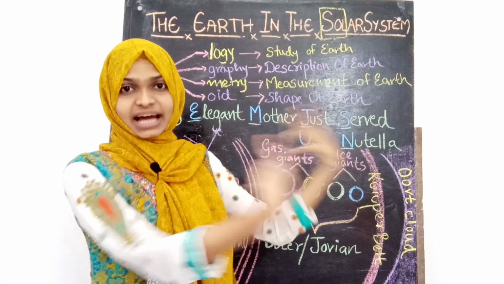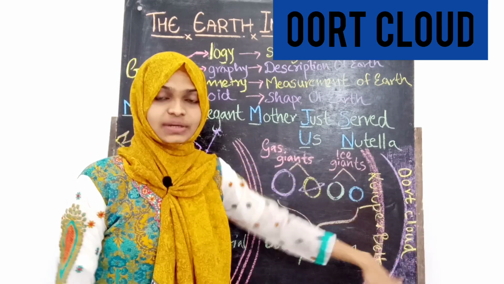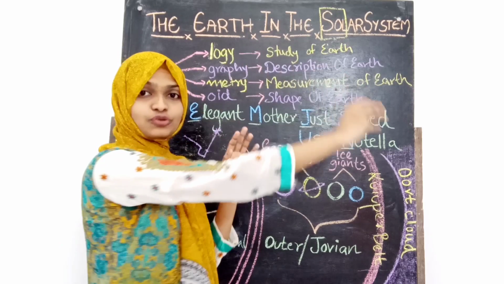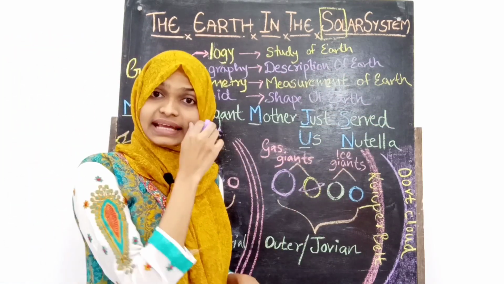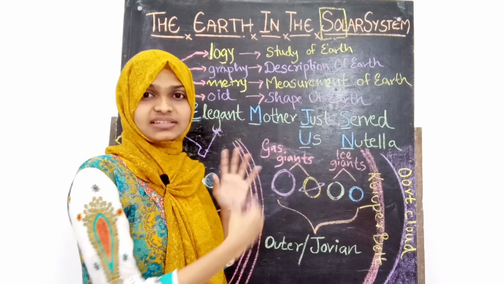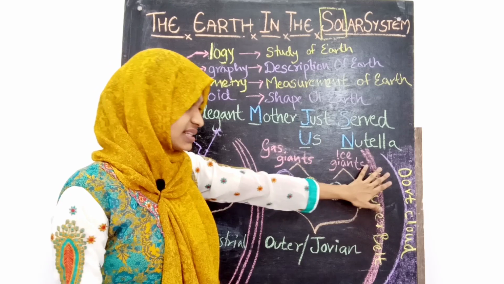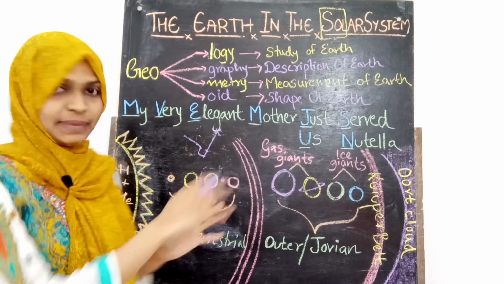Now beyond the Kuiper belt is something called as the Oort cloud. The Oort cloud is known as the end of solar system. It is a large group of cloud which surrounds all the planets. So after this point, the sun's radiation, the sun's flares are ended. So it is also known as the end of the solar system. Now let us look at each of the planets.